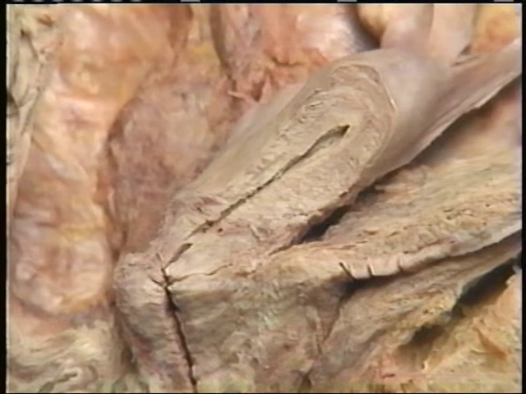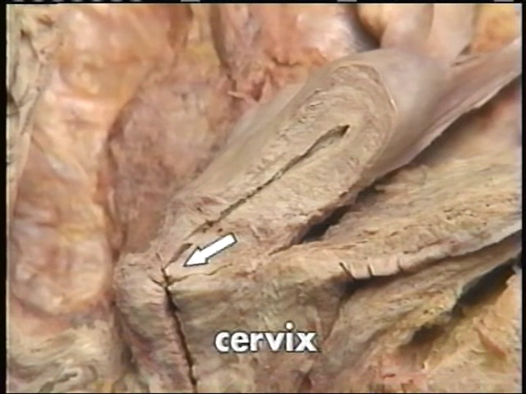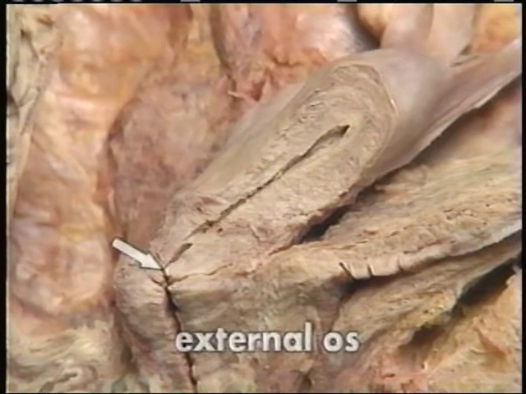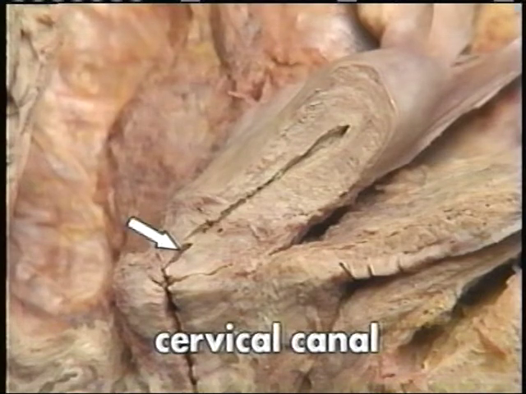The uterus narrows and its cervix projects into the vagina. The external os is the opening of the cervical canal into the vagina.